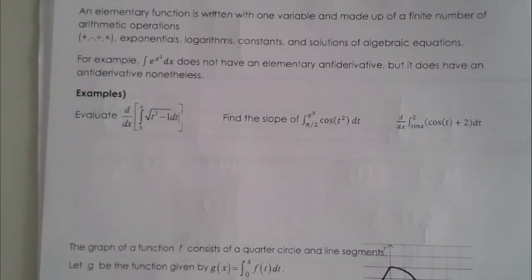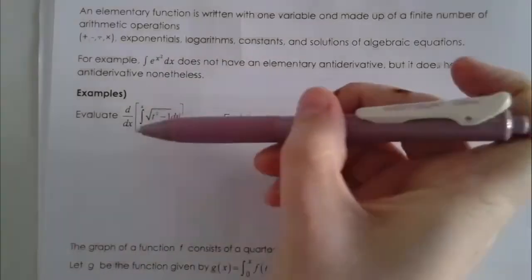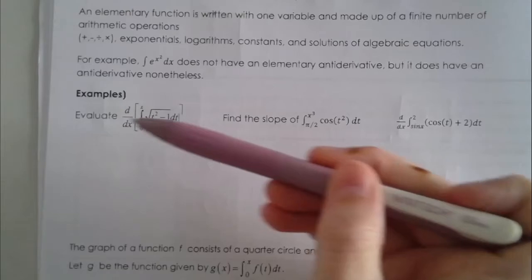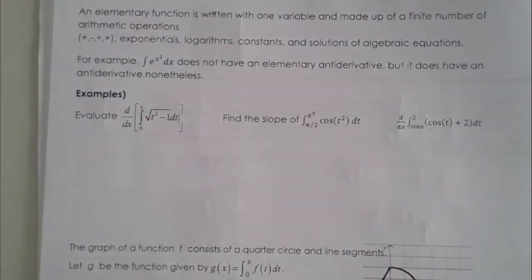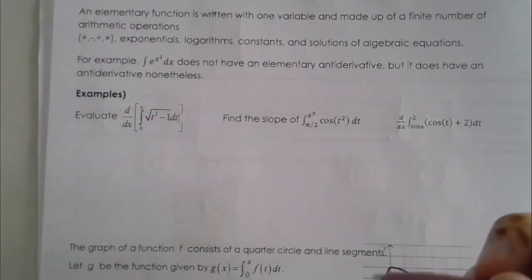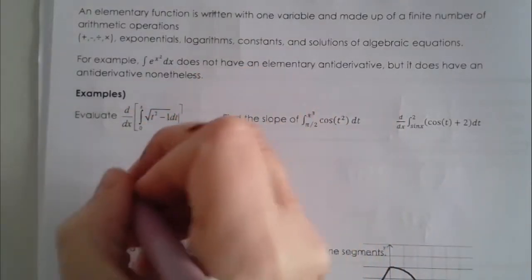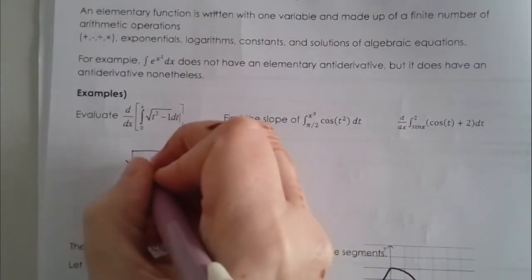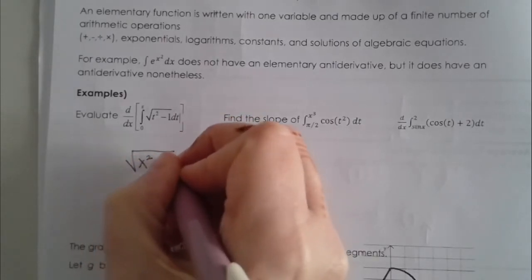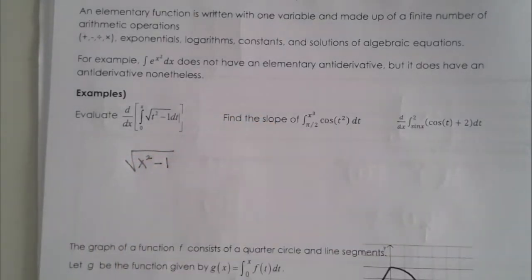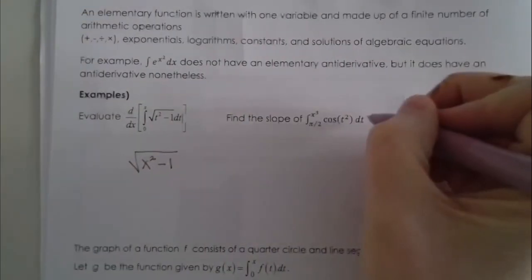do one of these. So here we have the integral from 0 to x. Evaluate the derivative of that integral. Well, derivative and integral end up going away, and then this x just simply needs to be substituted in. X squared minus 1 underneath that square root, and you're done. Now the next one is worded a little differently. It says find the slope of this integral right here.